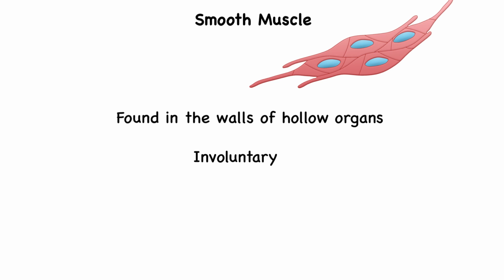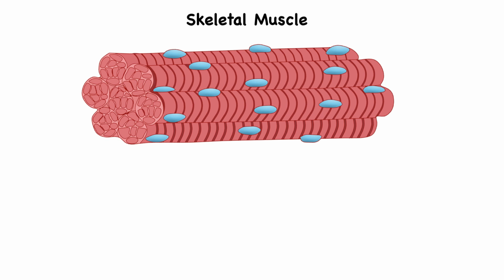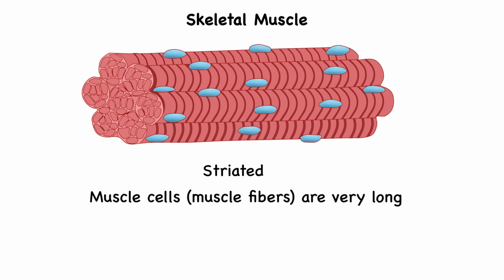Let's take a closer look at these muscle types and discuss what they look like underneath the microscope, again starting with skeletal muscle. Under the microscope, skeletal muscle looks striated. That is, it has a banded appearance. The muscle fibers or muscle cells of skeletal muscle are very long. They are also multinucleated, which means that they have many nuclei in each cell. This helps to support rapid and forceful contractions.